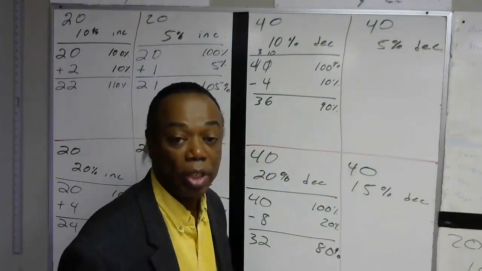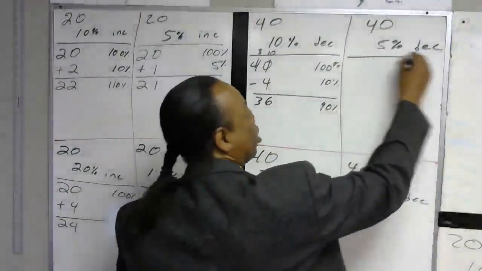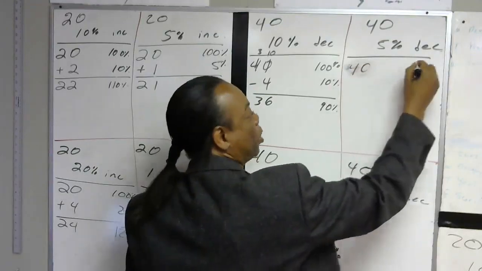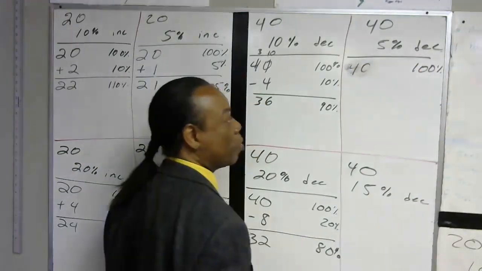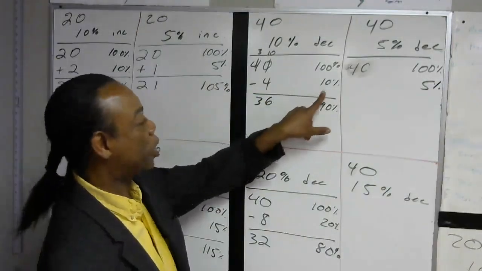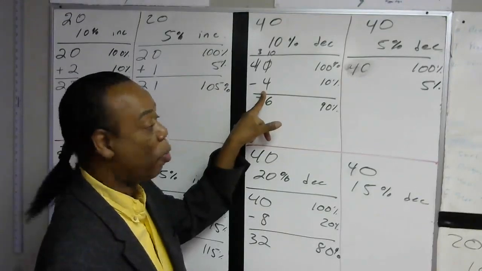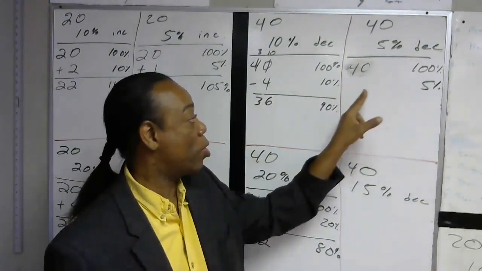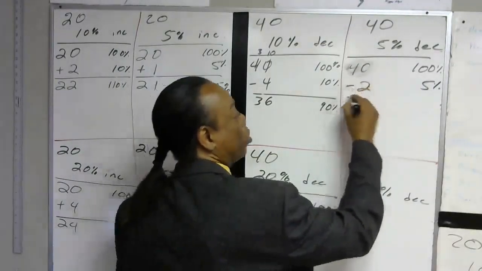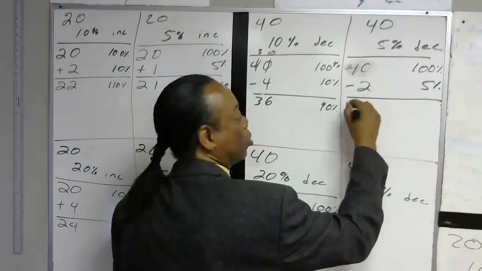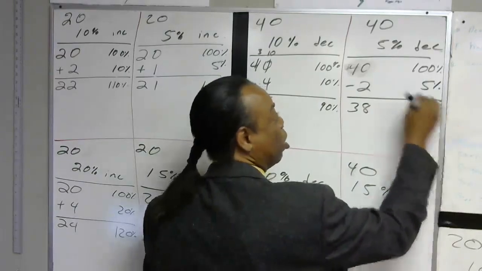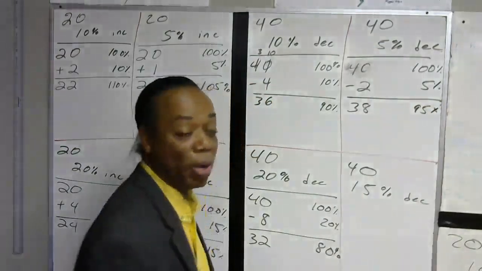Okay. Now let's focus on 5%. 40 represents 100% of the original. We're going to look for 5%. Well, if 10% is represented by 4, then 5% will be represented by half the 4, which is 2. And 40 take away 2 leaves us 38. 38 represents 95% of the original 40, because we made a 5% decrease.